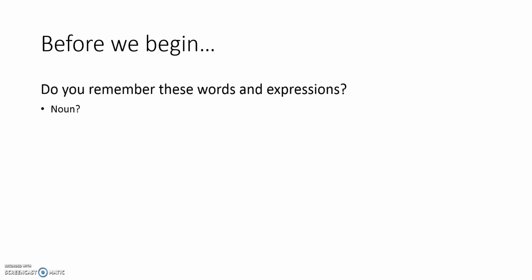Before we begin, let's see if we remember a few of the words and phrases we've used before. Do you remember what a noun and an adjective is? A noun is a substantive, a thing or a feeling, either concrete or abstract, while an adjective is something that describes something else. You'll soon see why these are important to keep in mind when writing prepositions.